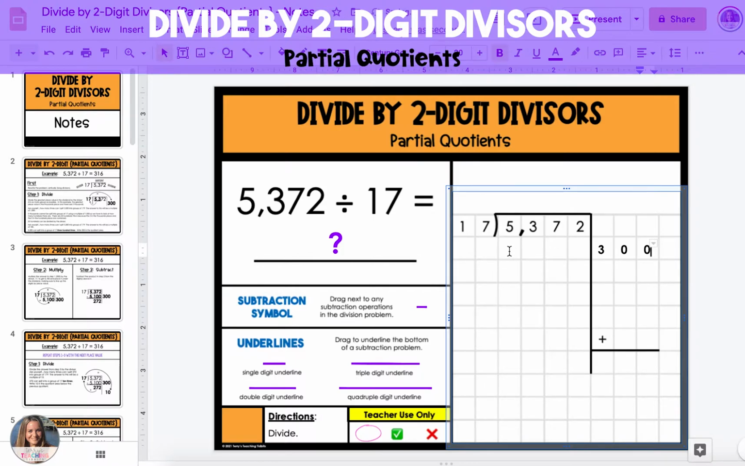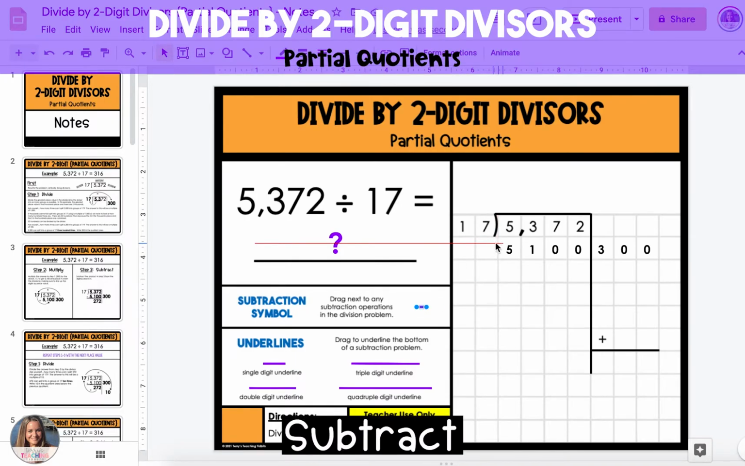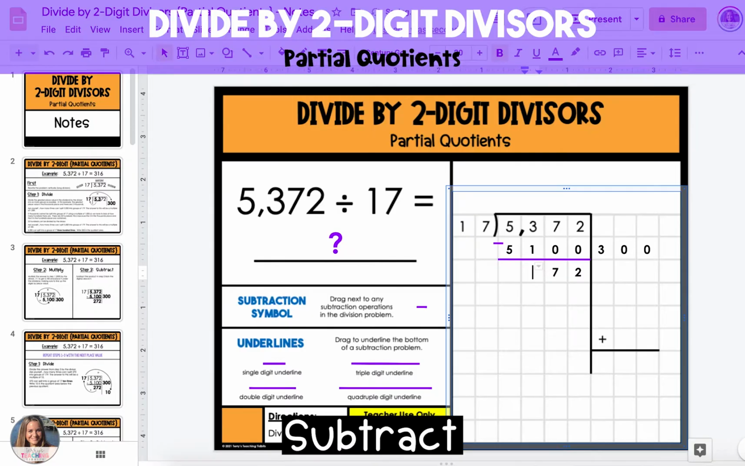Write that answer in the quotient area. Now multiply 300 times the divisor 17 to get 5,100 and record it under the dividend. Next, subtract 5,372 minus 5,100 is equal to 272.